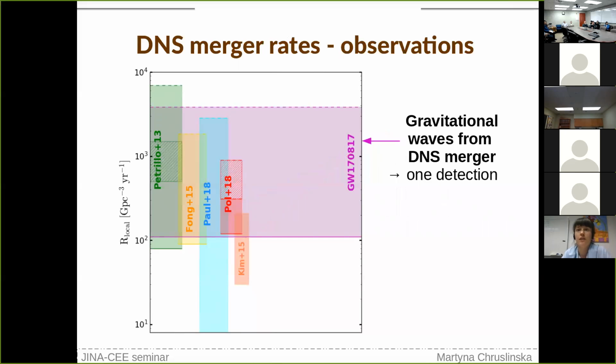And finally, there's this purple wide range, which comes from limits based on gravitational wave observations, which were updated a couple of days ago. Well, we only have one detection so far, but this is the most direct probe of double neutron star mergers.